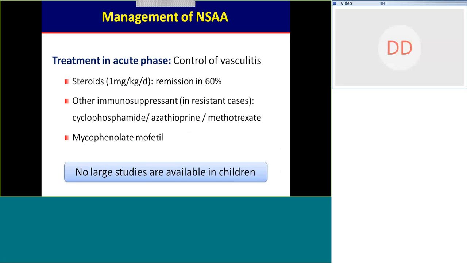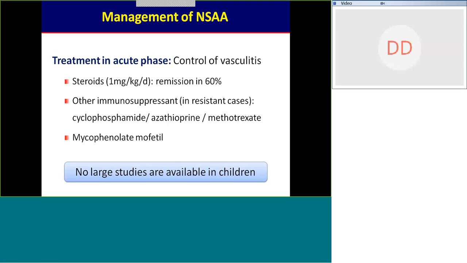And steroids have been used at a 1 milligram per kilogram per day dose, sometimes over 2 months, 3 months, and it has been found that the acute disease may become better in as many as 60%, and this is called remission. Now again, to say that there is remission or it is a spontaneous remission is very tough, but steroids are commonly used.